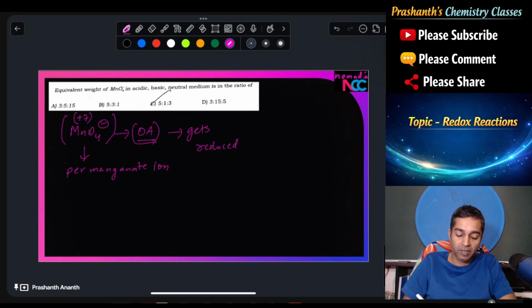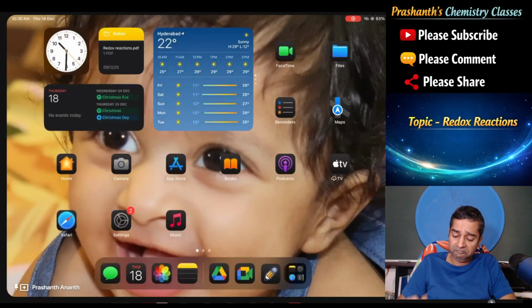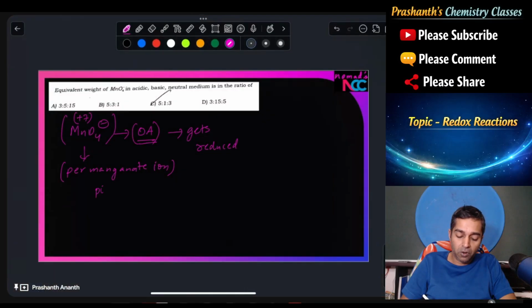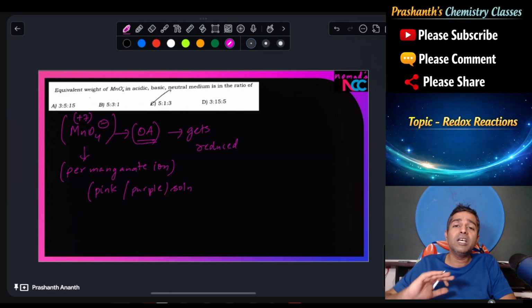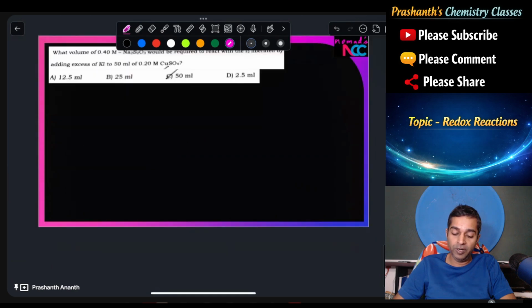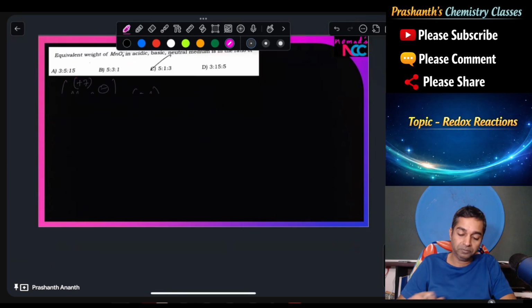So this particular permanganate ion is going to be something which can be considered as a pink or purple solution. This MnO4 minus is a pink or a purple solution. That pink or purple solution undergoes different types of reactions depending on which medium it is present in.